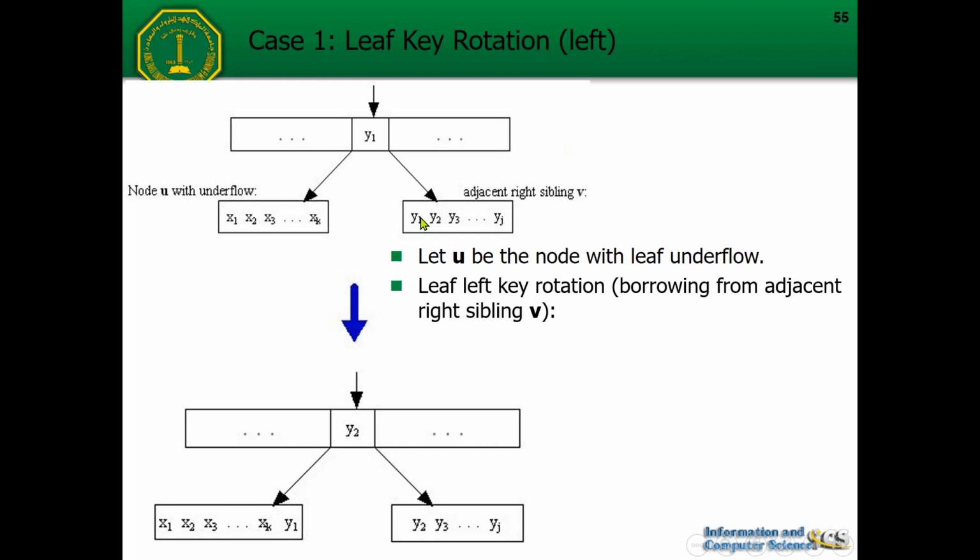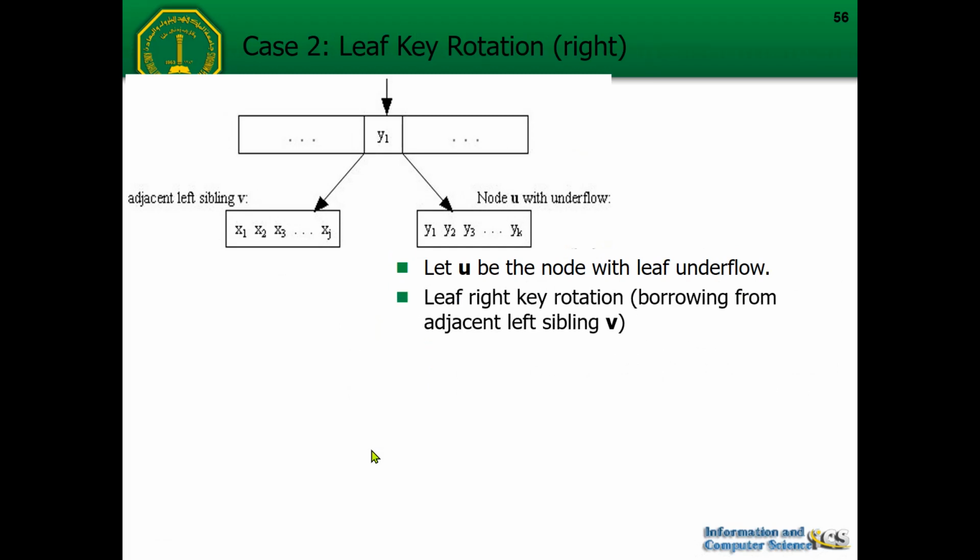After we borrow this smallest key from the right sibling and put it into the rightmost position in the node with the underflow, we also need to adjust something in the parent, because there is a rule in the B+ tree saying that the corresponding key in the parent that points to the left and the right sibling must be equal to the smallest key in the right sibling. Now Y1 has already been borrowed by the left sibling. That's why now the smallest key in the right sibling becomes Y2. So we need to change the key in the parent to become Y2.